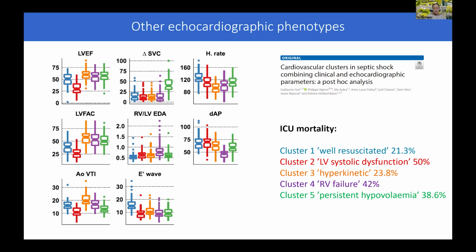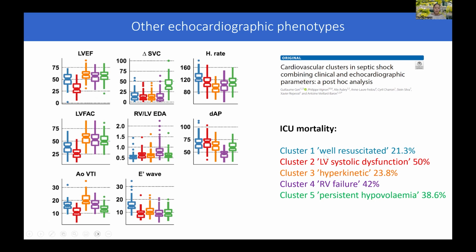So this is a machine learning model using hierarchical clustering to identify different clusters based on cardiovascular information. So not just echocardiographic information, but also hemodynamic information. And these authors identified 5 clusters.